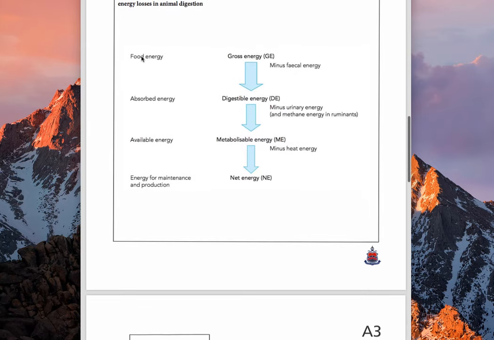And these words down the side here are what each step is titled. So you have the energy in the food, the energy absorbed by the body, the available energy to the cells, and then lastly, the actual energy available for maintenance and production. So you really need to know all of this table.